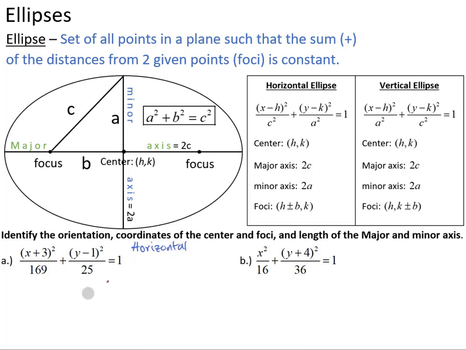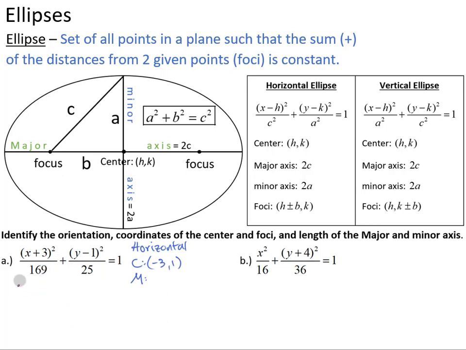Next we can identify the center. It's probably the next easiest thing to find. -3, +1. Remember h and k are kind of the opposite signs here. So there is our center. Now the foci is usually the tougher one, so we'll come back to that. Let's do the major and minor axes.